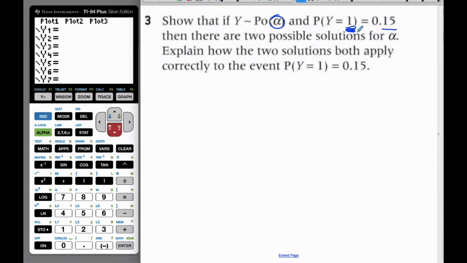1 is contributing a fair bit to the overall probability, which tells me that the mean is probably going to be in the vicinity of 1. Okay, so those are some background.